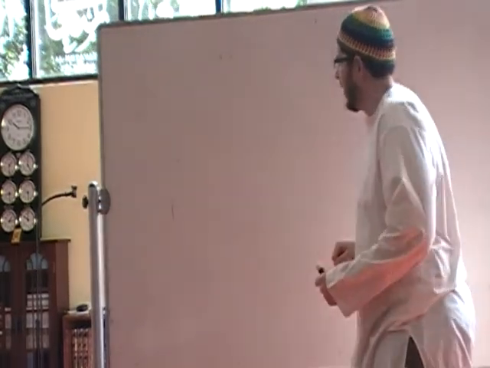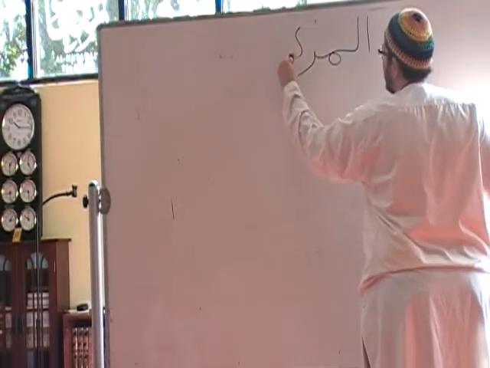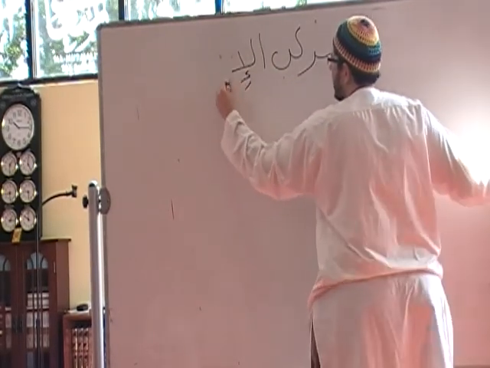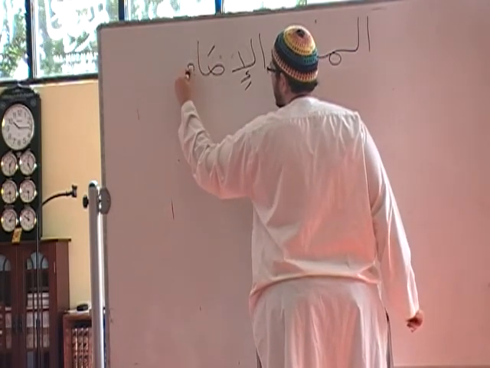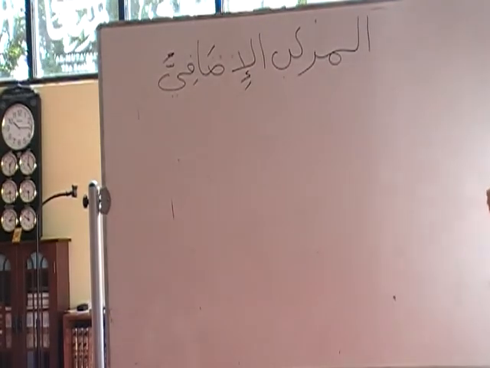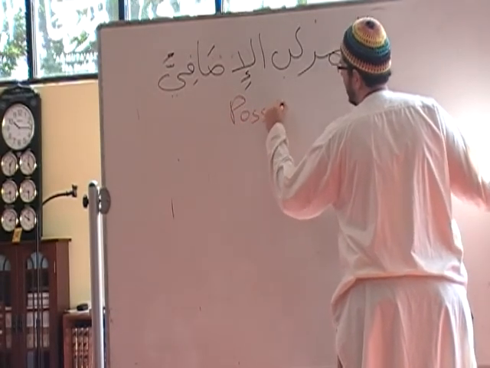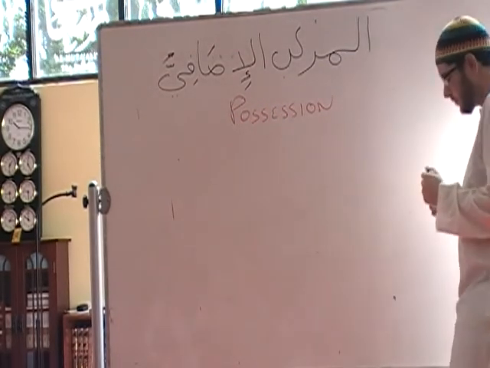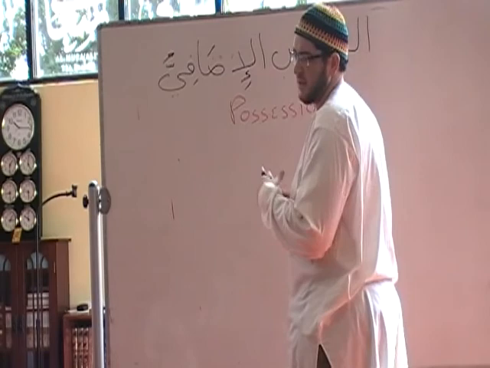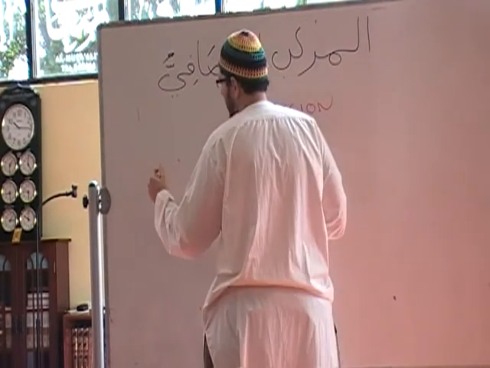Now we have al-Murakkab al-Idafi. Al-Idafi, also known as possession. Okay, it's one word, possession, or possessive compound. In English, the way you say that a word belongs to another word, so the common example that I've given you guys repeatedly, and just for the sake of repetition, the book of Allah. So you say Allah's book.